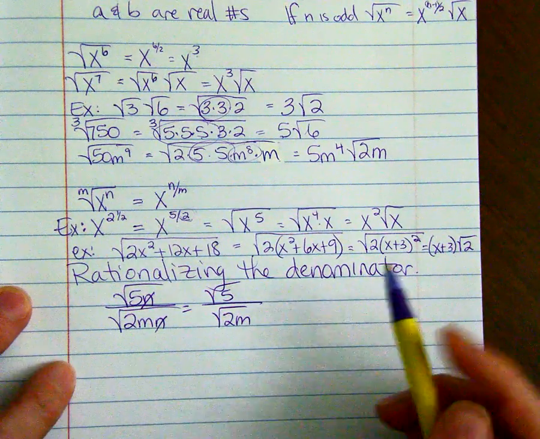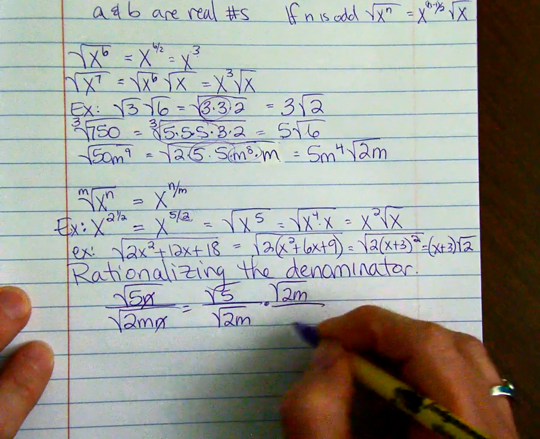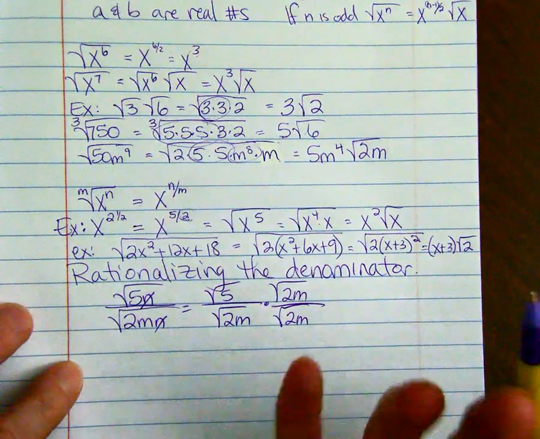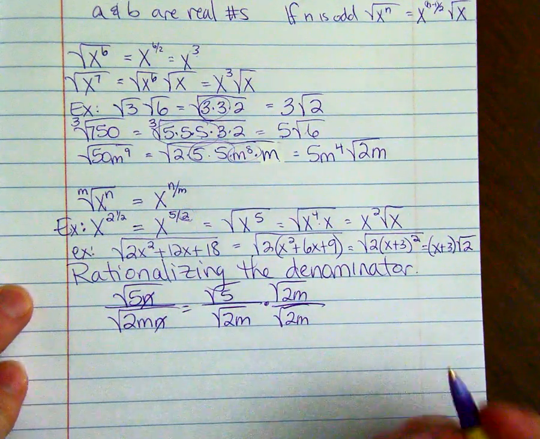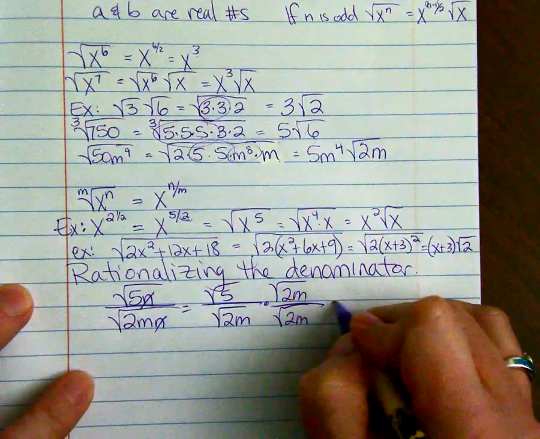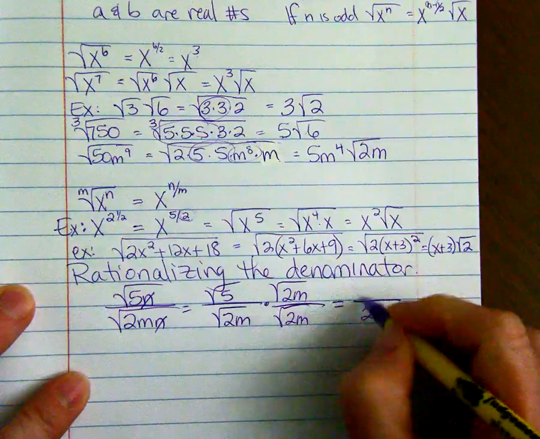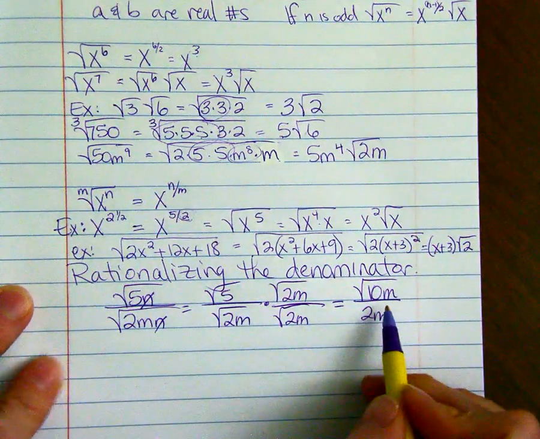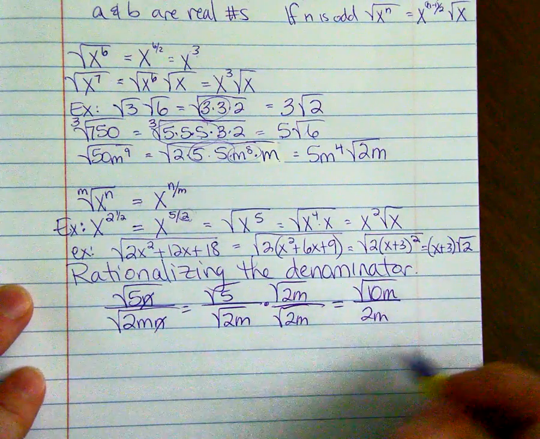To get rid of the square root sign, I multiply by the square root of 2m divided by the square root of 2m. This is really just multiplying by 1. So you're going to have the same value for your fraction. You just won't have a square root in the denominator anymore. So the denominator becomes 2m. The numerator becomes a square root of 10m. And you can't really simplify it because you'd have a 2, a 5, and an m. So that's your final answer.